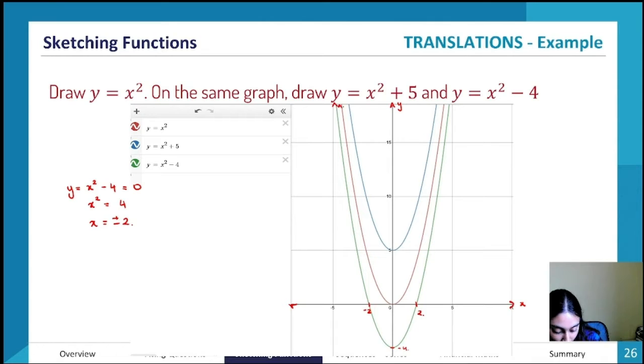Now what else is left? I need to actually label my curves. So in the blue, we have y is equal to x squared plus 5. In the red is y is equal to x squared. And in the green, we have y is equal to x squared minus 4. Okay, awesome. Perfect. Okay, now let's move on.